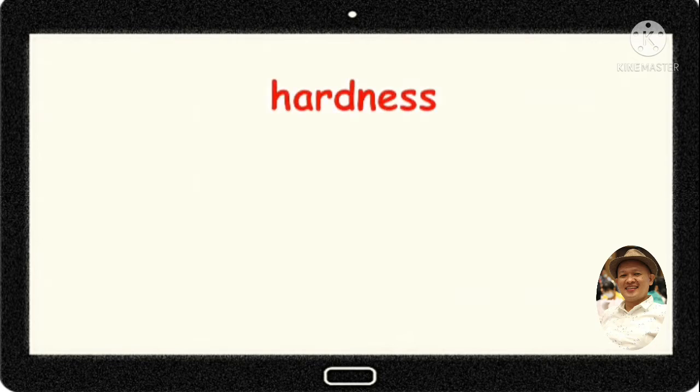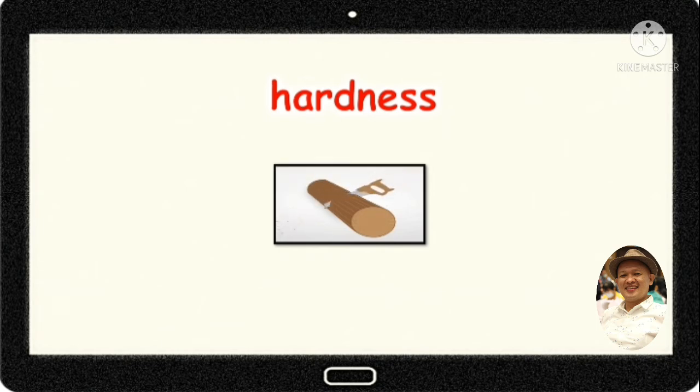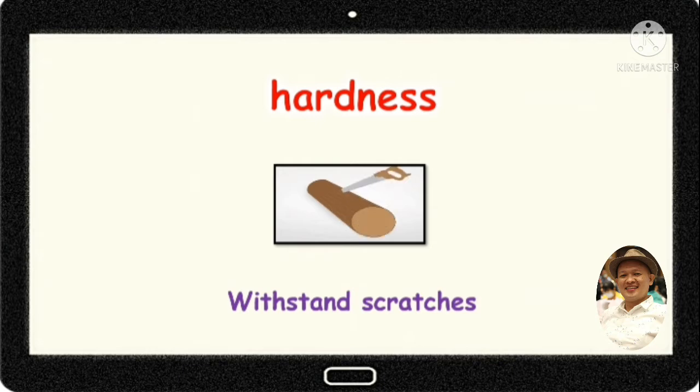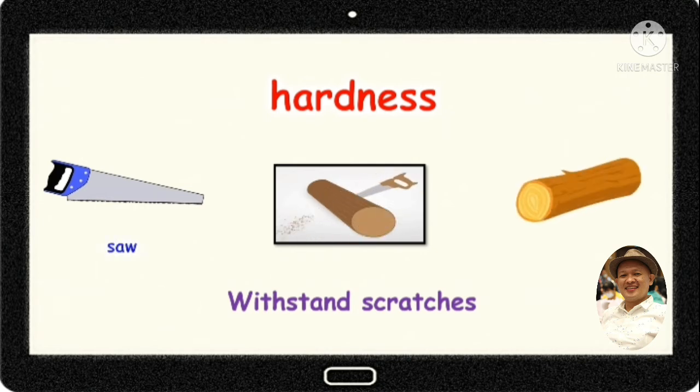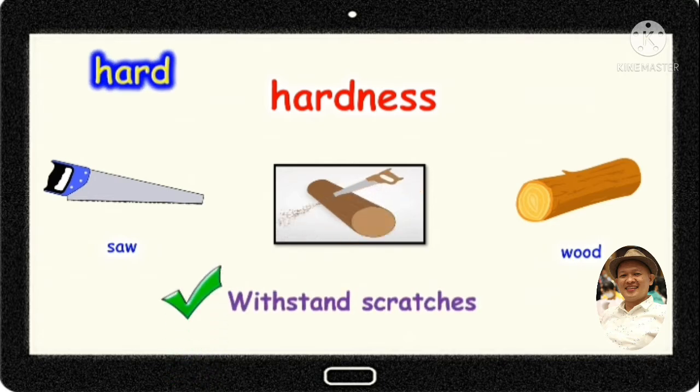Next property is the hardness. Hardness is the ability of the material to withstand scratches. For example, saw, wood. A saw can withstand scratches. Materials that can withstand scratches are hard materials.